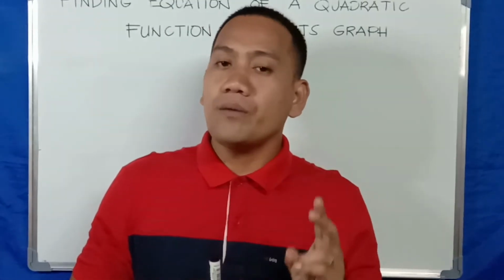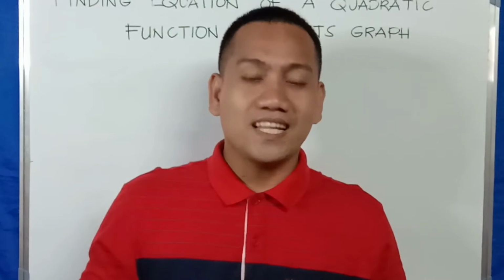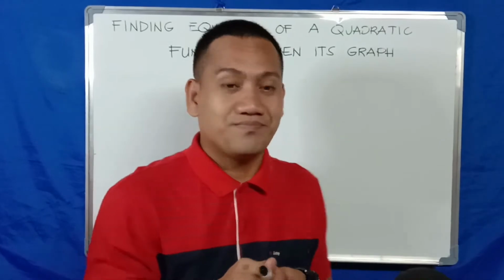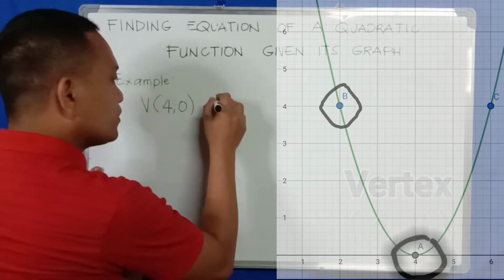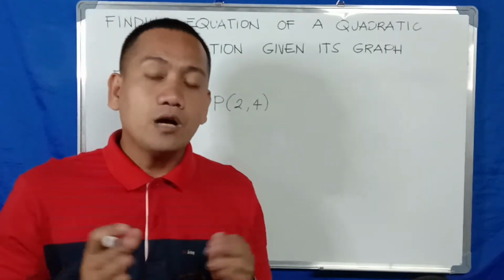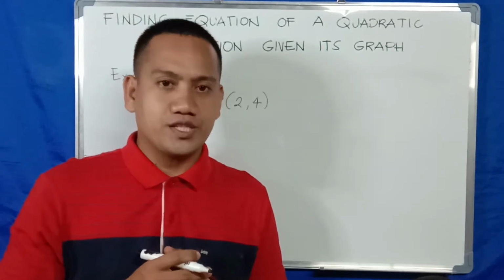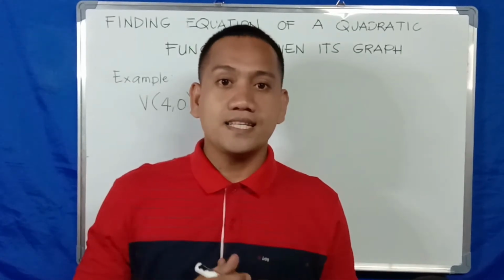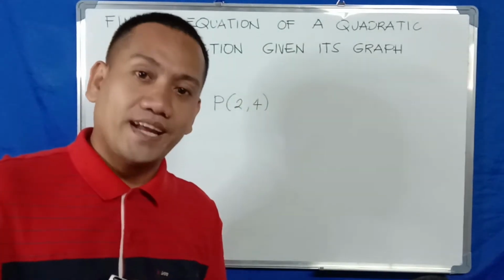Again, the things we need to remember are the coordinates of our vertex and the coordinates of a point present along our parabola. With this, let's have our first equation. So for our vertex, we have the coordinates (4, 0) and a point with coordinates (2, 4). So using our vertex form or standard form, let us solve for a first. Of course, the value of our a plays a significant role because it will lead us in the direction of our parabola. So let us solve for a first.